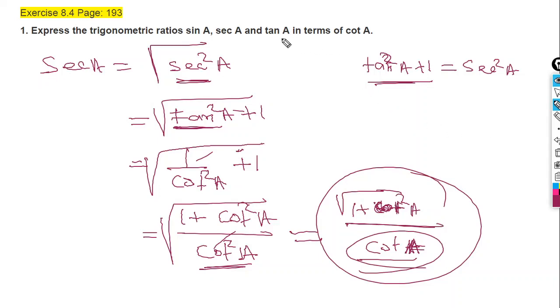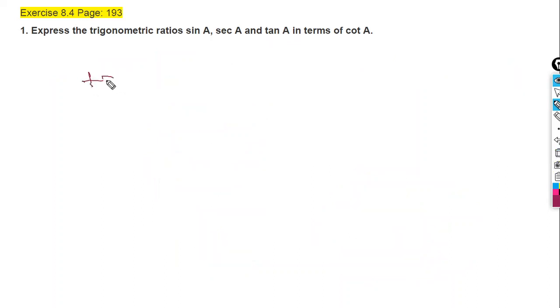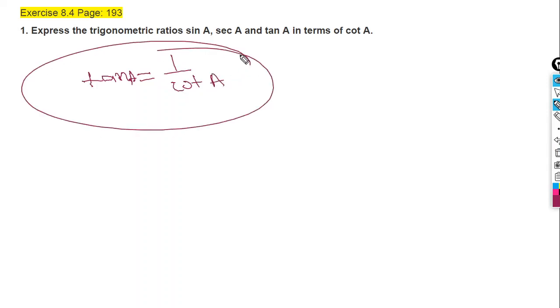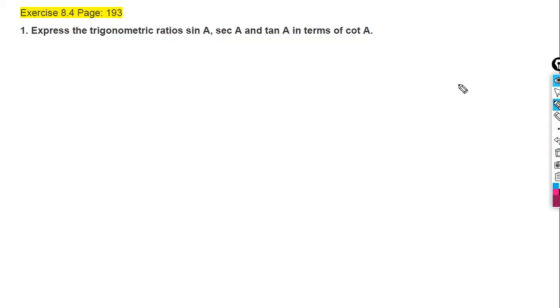Now the last part, tan A. It's very easy, in one line we can do it. Tan A, you can directly use the formula 1 by cot A. So we have written sin A, sec A and tan A in terms of cot A. So this is the solution of question number 1. Now we will move to question number 2.